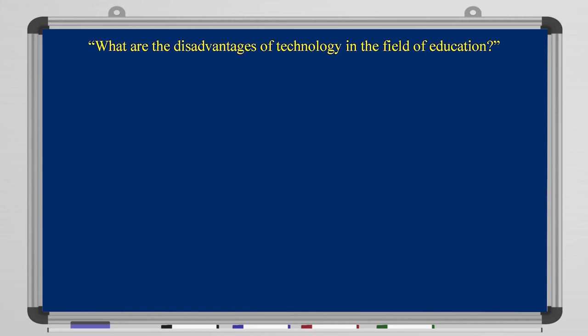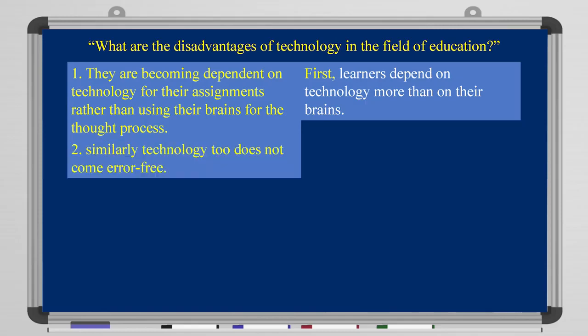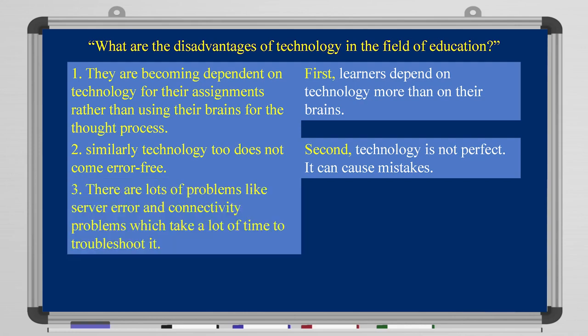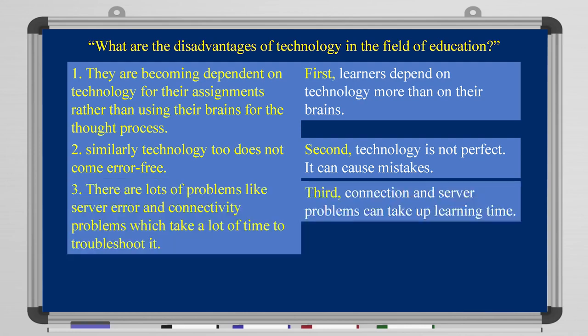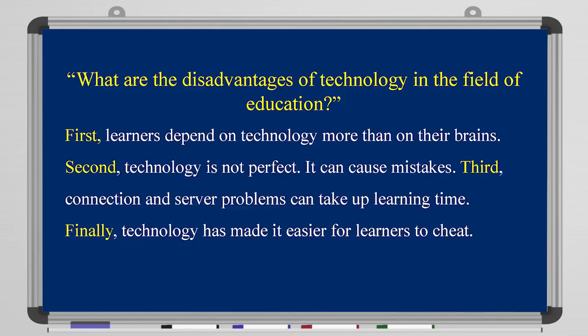So if we try to put them in one sentence, or in sentences, we find, for example, first, learners depend on technology more than their brains. See how I changed it. Number 2, technology is not perfect, it can cause mistakes. I also changed it. Number 3, third, connection and server problems can take up learning time. And number 4, technology has made it easier for learners to cheat. When I put them all together, okay, you can see this paragraph right in front of you, and this is how I want this paragraph to be.